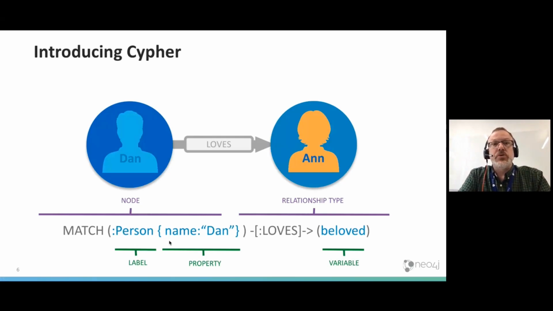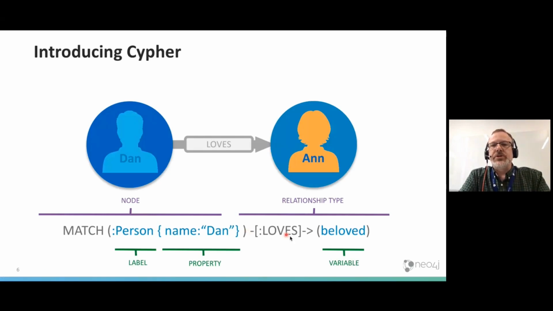So nodes are round. As you see here, we have the same nodes as we had before. Dan, who loves Anne. So we draw the node that we're looking to match using parentheses, so it looks like a round node. We give the label that we're looking to match. So here we're looking for a person node, not a car node. And then we give, in curly braces, the key value pairs that we want to match. So we're looking for a person node with a name property of Dan.